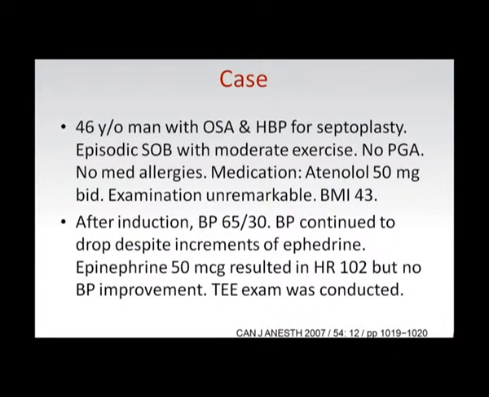So I will give you a case, a 46-year-old man with obstructive sleep apnea and hypertension for septoplasty. Not a big deal. Episodic shortness of breath with moderate exercise. Well, I can vouch for that every day if I try to run up the stairs. No previous general anesthetic, no medication allergies, and the only thing was the atenolol for the hypertension. Examination unremarkable. BMI was 43.